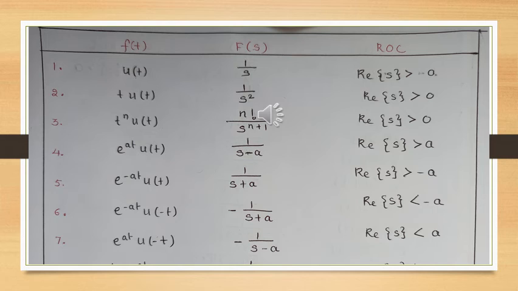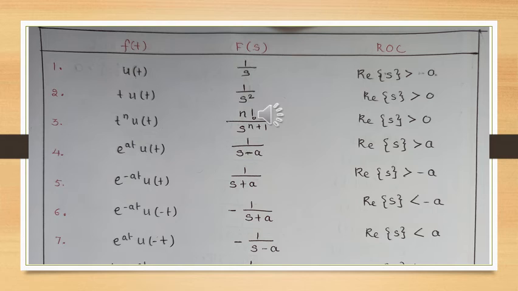Now coming to the ROC, since t raised to n is multiplied with u of t term and u of t is a right-sided signal, again we will get real of s greater than 0.